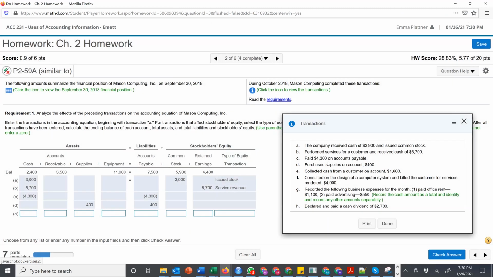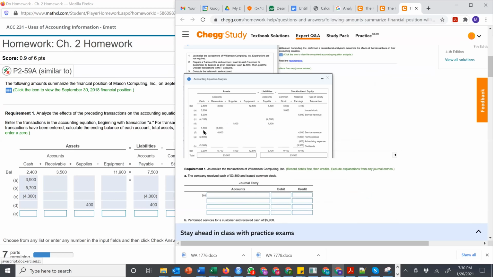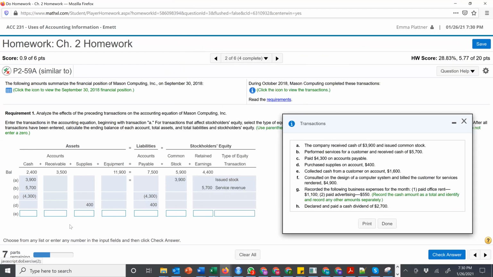Okay, 400. E is collected cash from a customer on account. So I guess you're getting the cash from the customer, and accounts receivable. So I guess it's on both of those positions. That's interesting. You get the cash, but accounts receivable goes down.